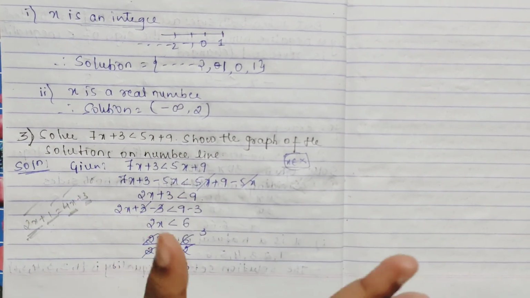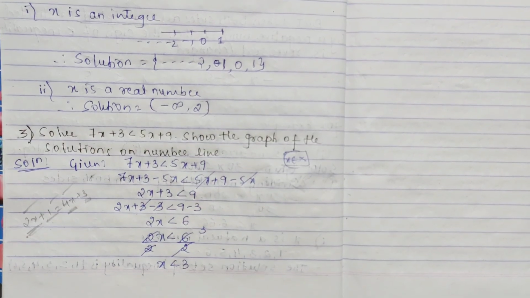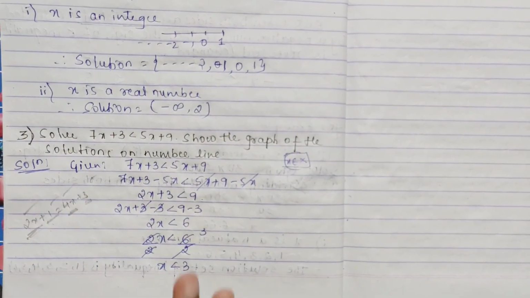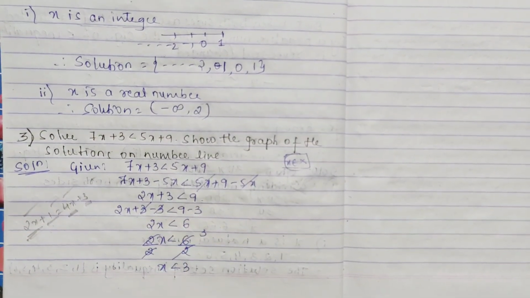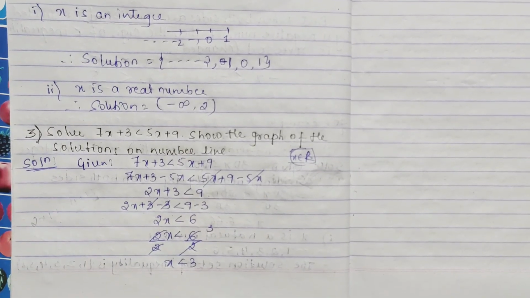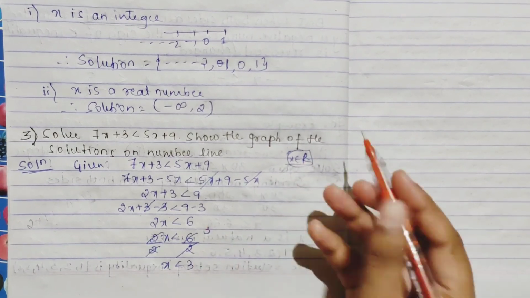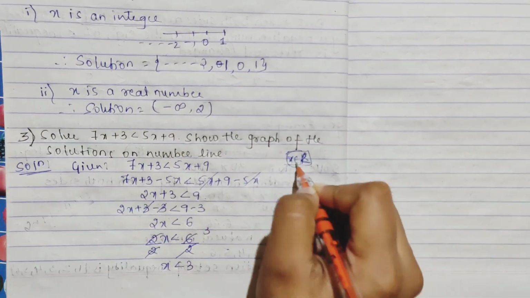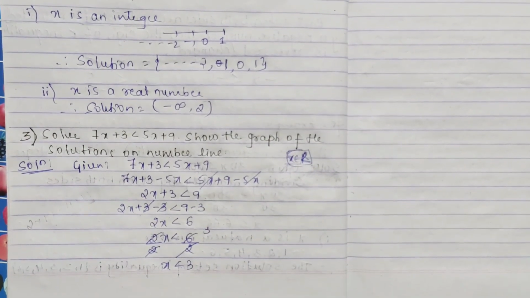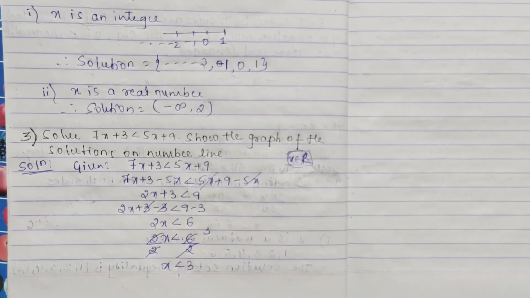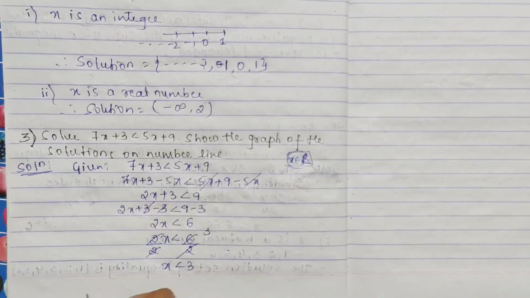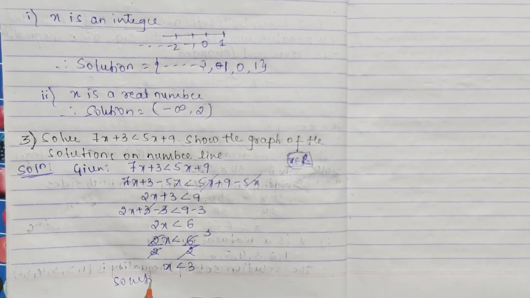The same way in this inequality, here it is just an inequality sign, that's it. So what you have got is x is less than 3. Nothing else is given, which means x belongs to the real numbers. So we will show it on a graph. X is a real number, so what is its solution set?